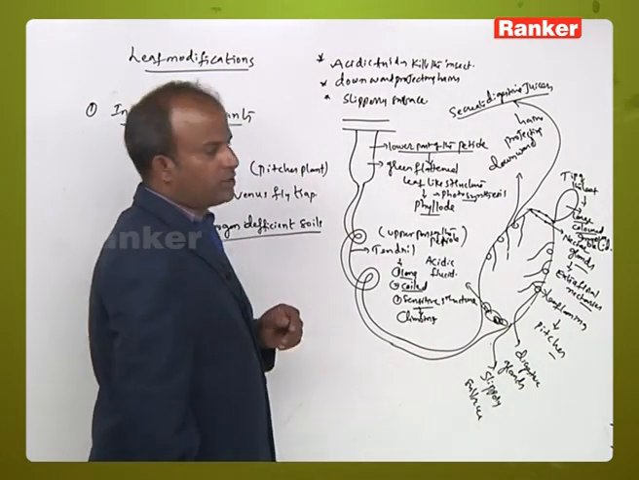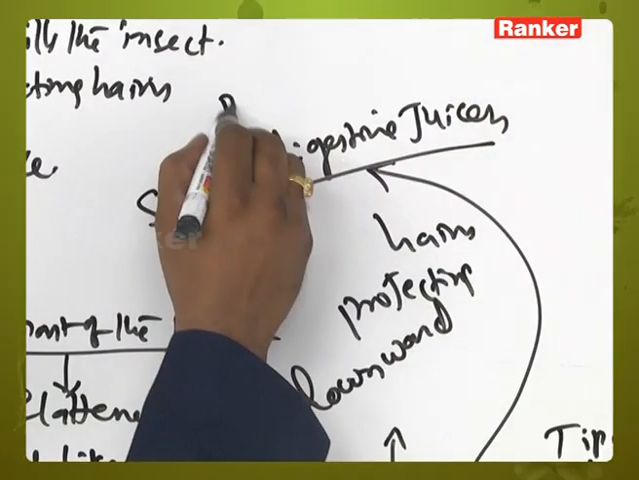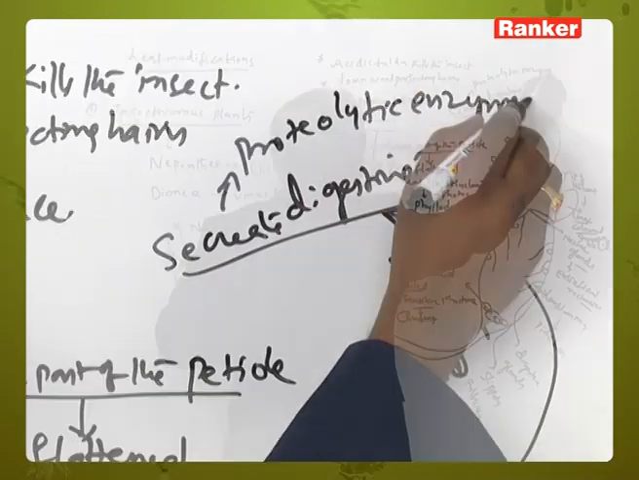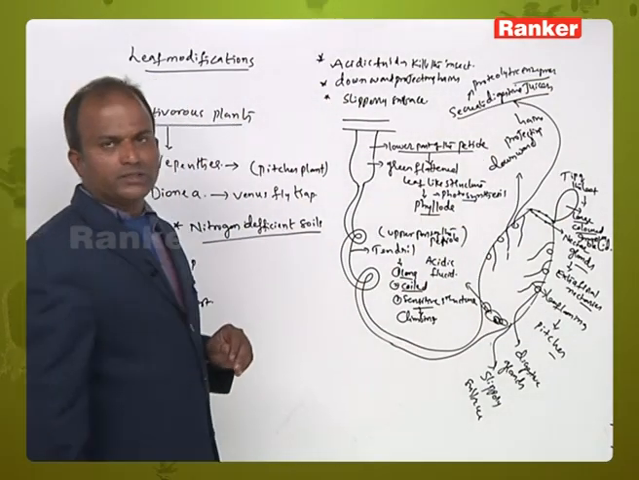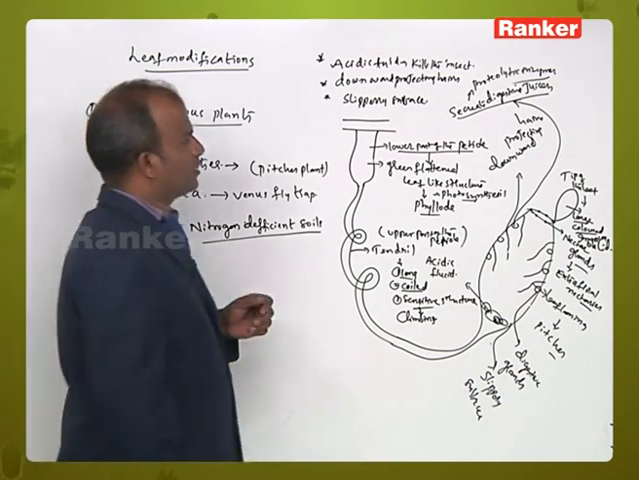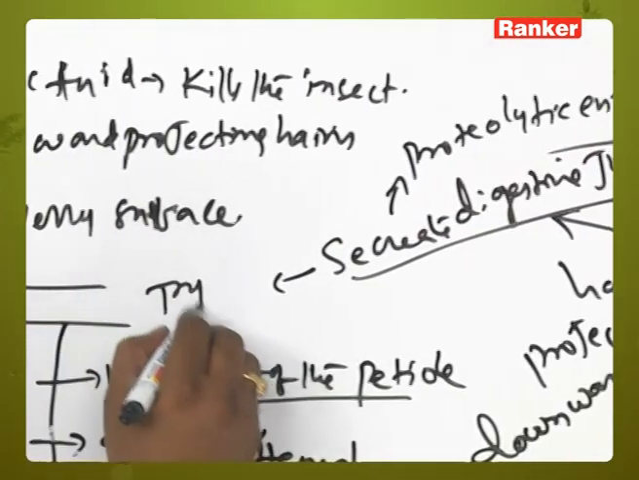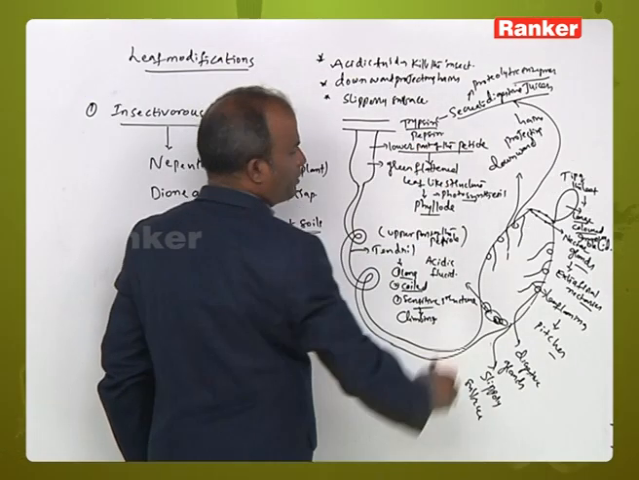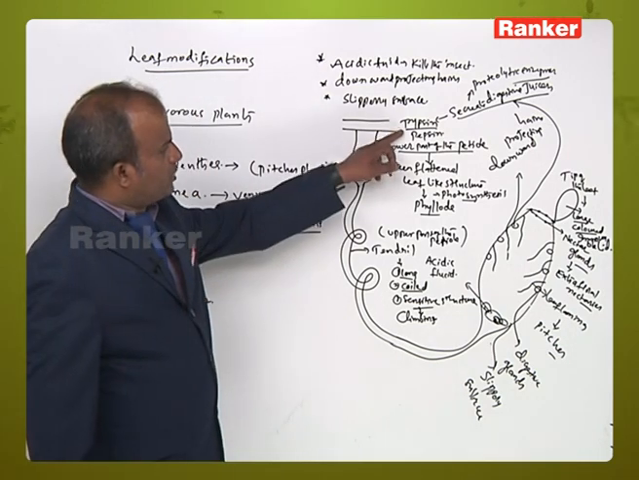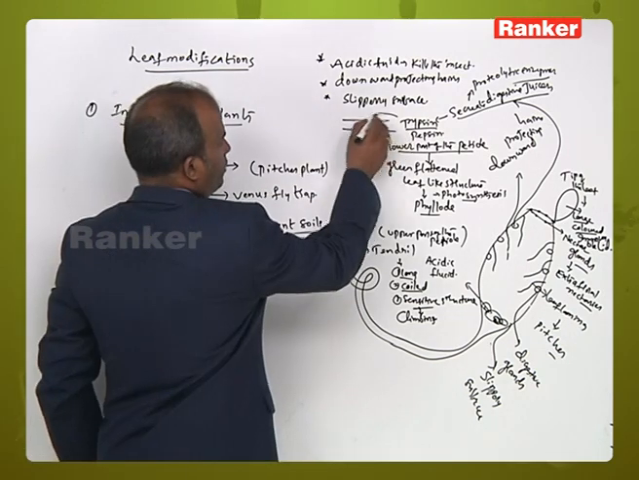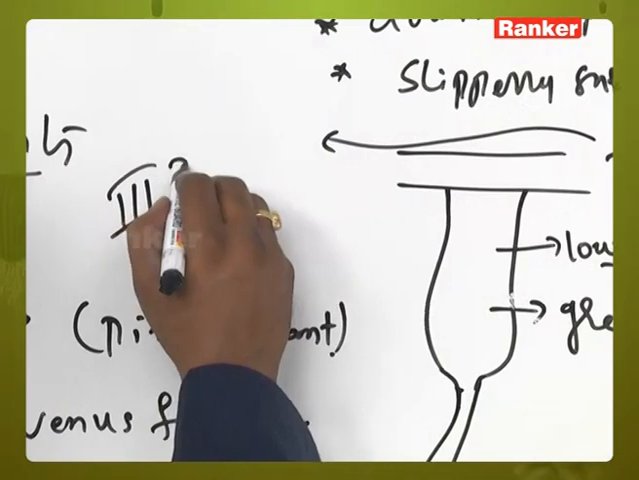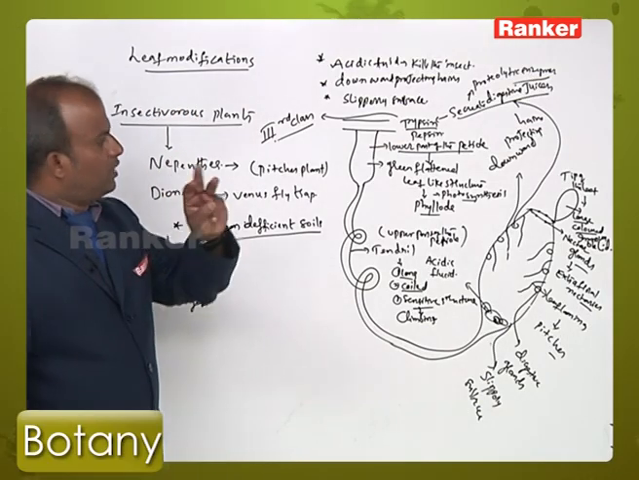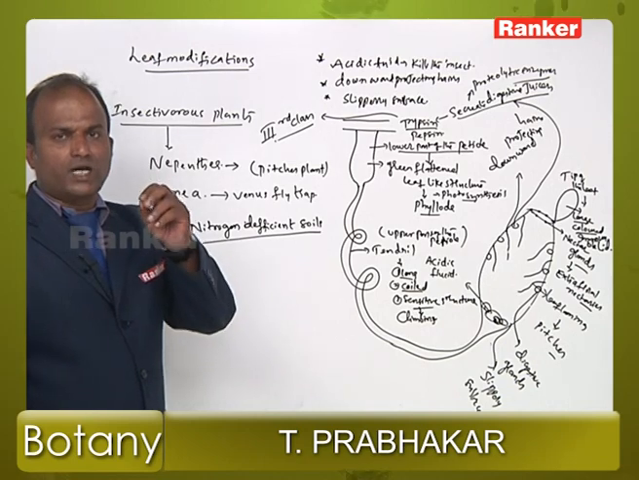What are the digestive juices? It secretes proteolytic enzymes. What are called proteolytic enzymes? Those are nothing but trypsin as well as pepsin. These proteolytic enzymes belong to which class? The third class of enzyme classification.